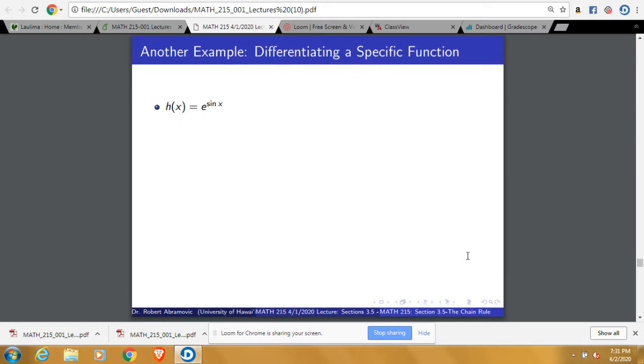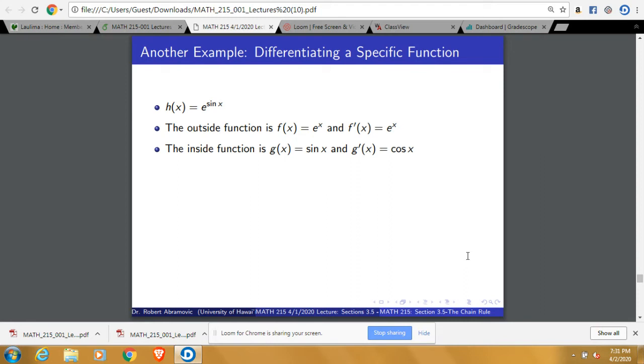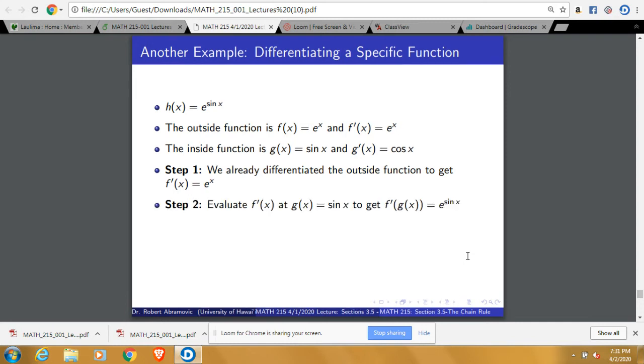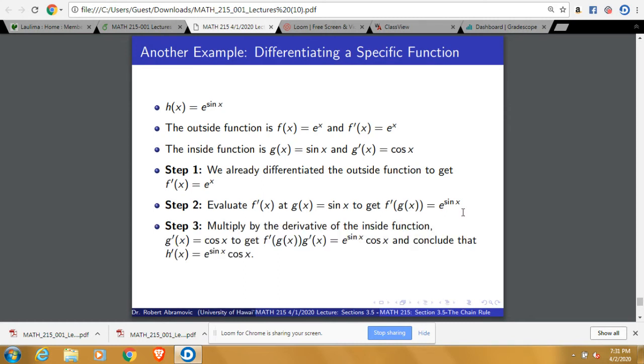Let's look at this in action. Let's say we take e to the sine x power. Outside function is e to the x. Inside function is sine x. Its derivative is cosine. Derivative of the outside function is e to the x. We evaluate at the stuff, at sine x, so we get e to the stuff is e to the sine x. Now we just need to multiply by the derivative of the inside function, by the derivative of the stuff. Derivative of sine, which in this case is cosine, and multiply. So the derivative is going to be e to the sine x times cosine of x.